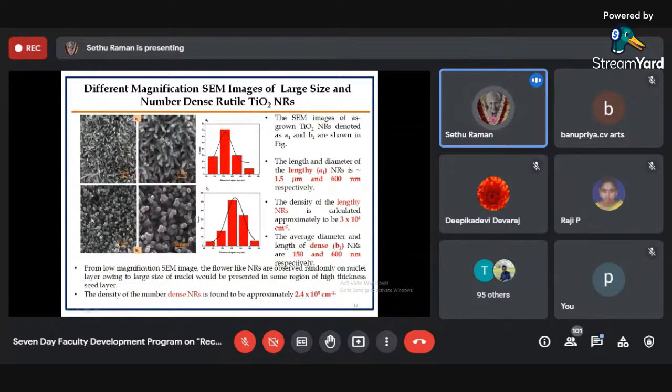So the diameter is somewhat similar, less than a nanometer. We have also calculated the number density of the dense nanorods, which is about 2.4 × 10^5 per centimeter square. So the number density is different for the lengthy TiO2 nanorods and the number-dense nanorod samples. It simply reflects that the number density is higher in the higher-thickness seed layer prepared at the lower growth rate of the hydrothermal method samples.